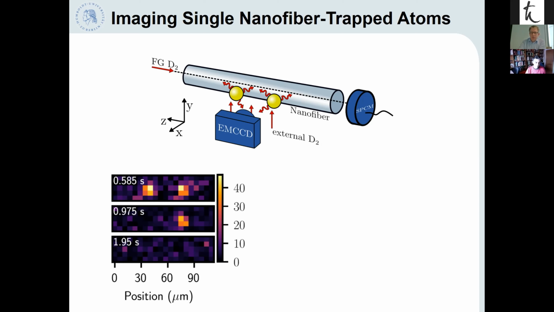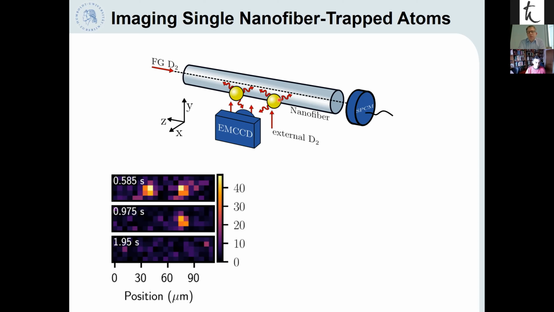both atoms are gone. Okay, so let me stress that here we see a single cesium atom, which is at a distance of 200 to 300 nanometers from the nanofiber surface, so near some much larger device.